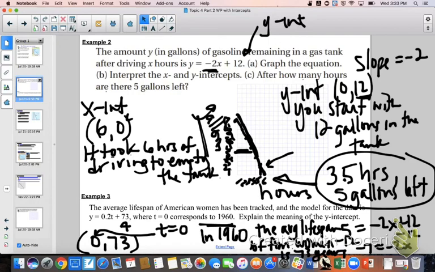All right, so hopefully that gives you an idea of how to read your x and y-intercepts and how to interpret them. So go ahead and flip the page over and do the U-try.